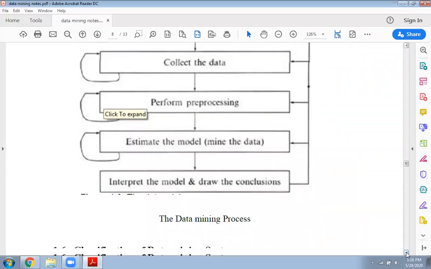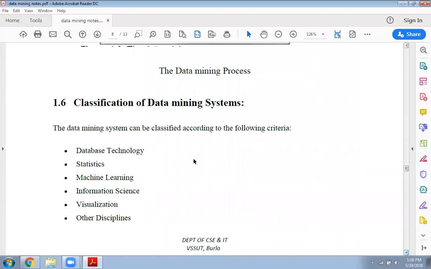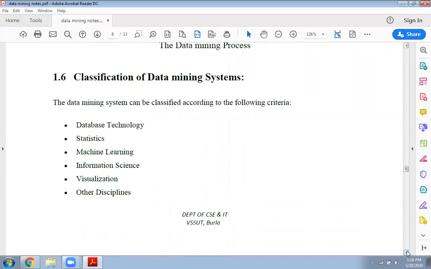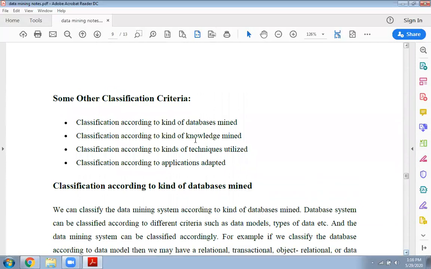Okay. Next, data mining classification. These are simple things, so I won't get into much detail. Data mining can be applied to various kinds of disciplines, and it can be classified according to the kind of databases, the kind of knowledge mined, the kind of technique applied, and the kind of application. You can classify data mining into different categories.